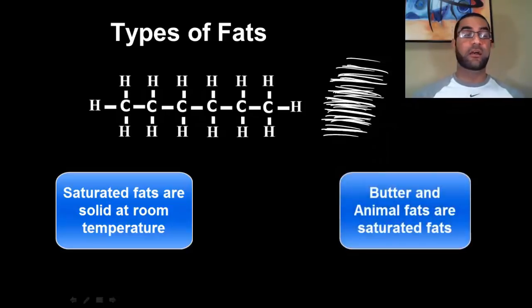If you ever take slices of bacon, or you buy some steak at the grocery store, before you cook them you see a lot of white around it, what they call marbling. That's fat, that's animal fat, and it's solid at room temperature. But once you cook it, a lot of that fat melts away, right? So these are what we consider saturated fats. Again, great examples are butter and animal fats.